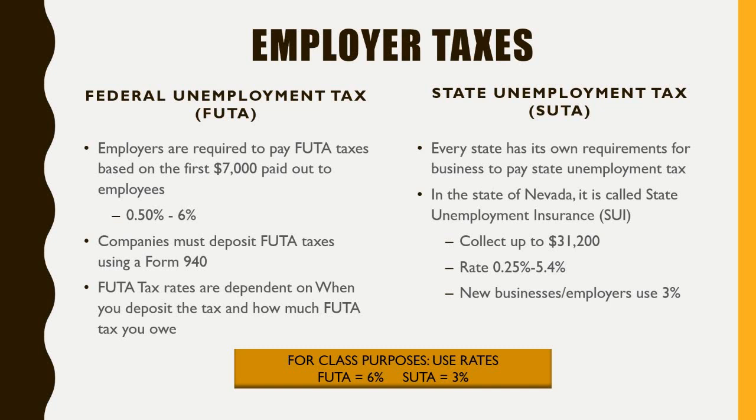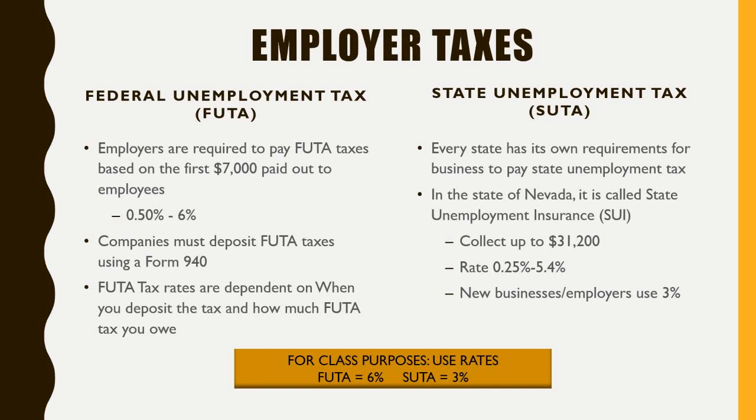$31,000. Okay. Now, it's also going to be based on a rate number as well. It could be anywhere from 0.25% to 5.4%. Okay. And most new businesses are automatically going to be taxed at 3%. So for this class, to make it very simple and easy, we're just going to go ahead and use 3%.